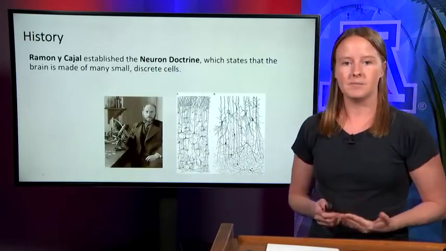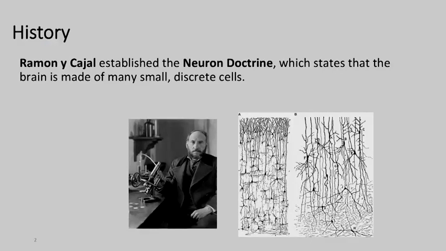So just to provide some context and some history, a famous figure in the field of neuroscience was Ramón y Cajal, and he's known for establishing what's known as the neuron doctrine. He argued that the brain is made up of many small discrete cells. In this case, we're talking about neurons, of course. His famous research and work really allowed us to come to that conclusion that our brain consists of these many small but discrete cells.